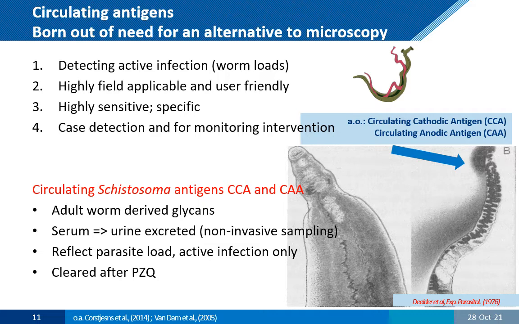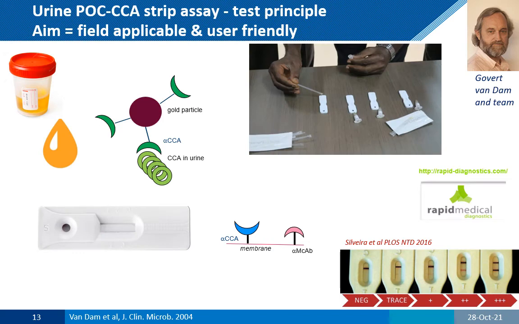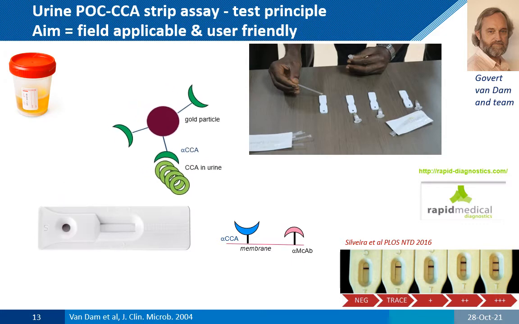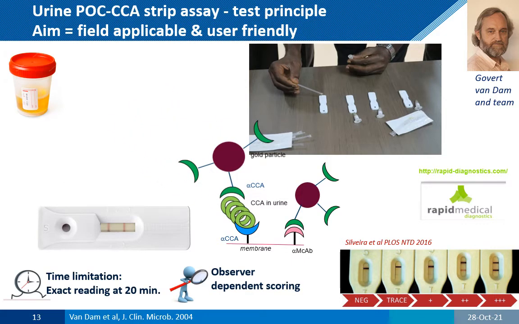Also, both antigens are very specific for Schistosoma, where in particular CAA has a biologically unique structure, which makes it possible to develop even a highly specific diagnostic test. And this resulted in the development of a point-of-care strip test for the detection of CCA in urine, which was commercialized almost 2 decades ago and is still in use. The strip test includes an internal control line. The test can be scored in a semi-quantitative way, with the thickness of the test line representing the CCA concentration in urine, which is then a proxy for worm burden.